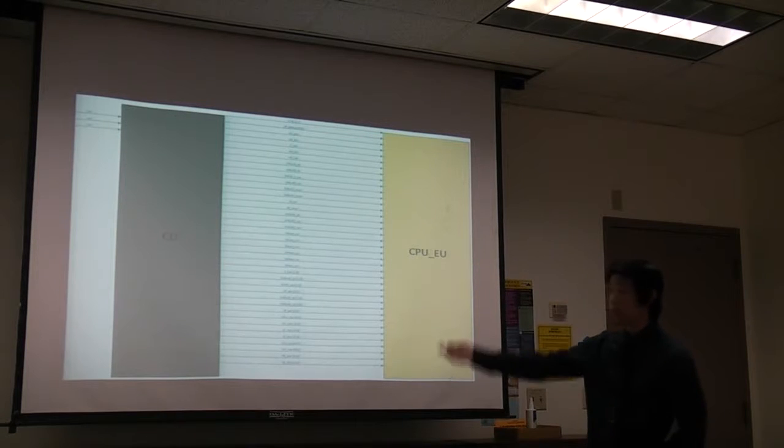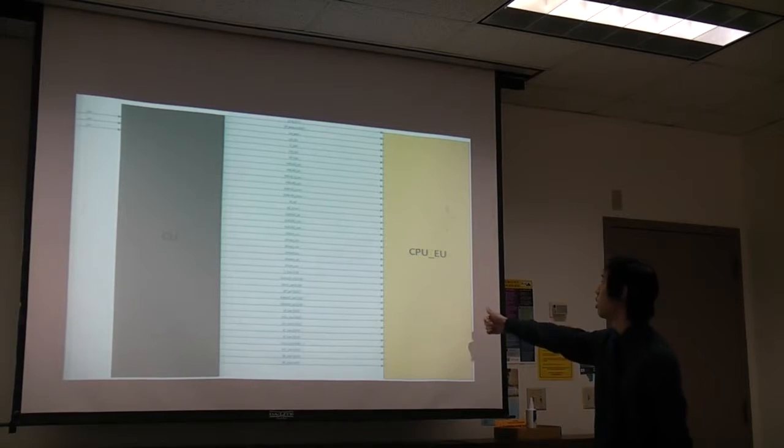So this is going more into detail. We have our CU and our CPU. Our CU contains our finite state machine, and these are all the control words sending it to the execution unit. So here I will hand it to Pablo.